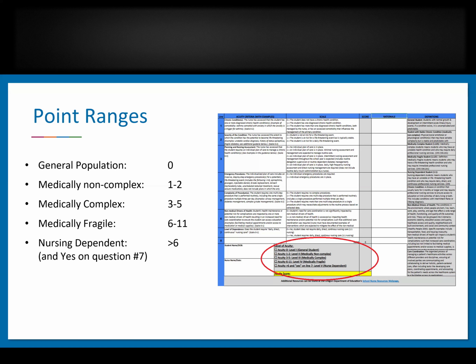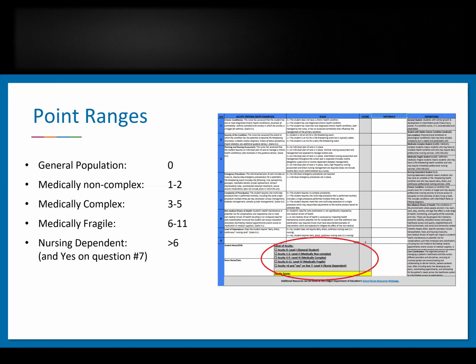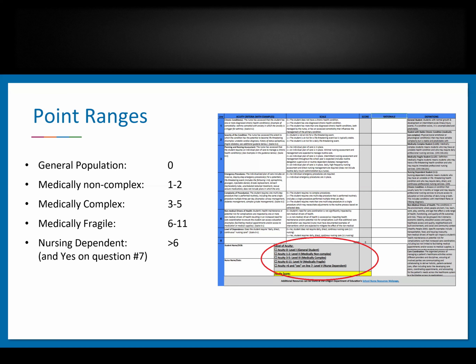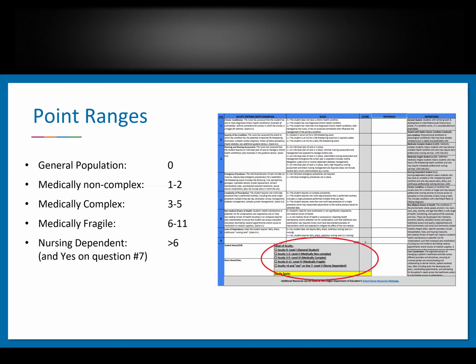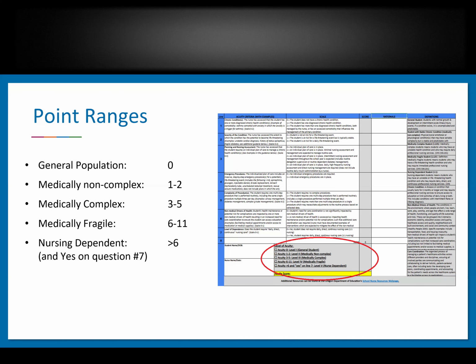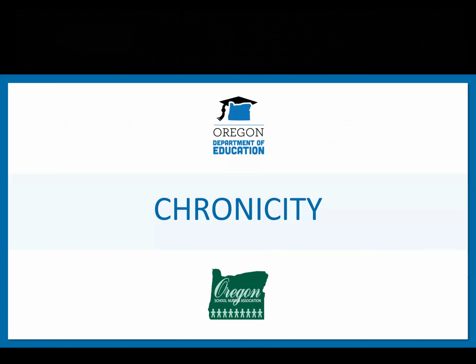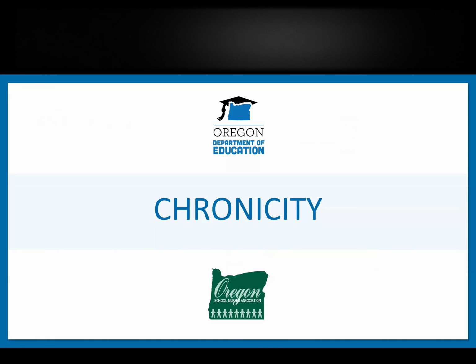The point ranges for each category of student are found in the bottom center of the tool. Students who score 0 are part of the general population. Students who score 1 to 2 are medically non-complex. Students who score 3 to 5 are medically complex. Students who score 6 to 10 are medically fragile. And students who score greater than 6 and score a yes on question 7 are nursing dependent. We will go through each criteria and the scale used to measure it, referring to examples and case studies, beginning with chronicity.